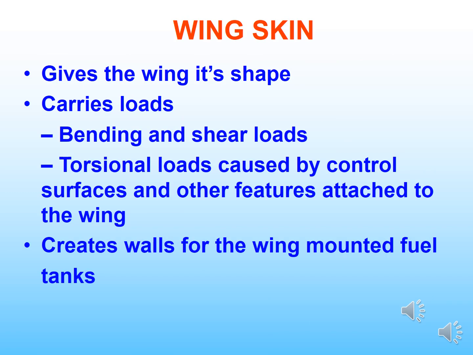Then comes wing skin, the outermost layer of the wing. It gives the wing its shape. The wing skin carries bending and shear loads, and torsional loads caused by control surfaces which are attached either at the trailing edge or leading edge. And also it creates a volume for the wing mounted fuel tanks in recent aircraft.